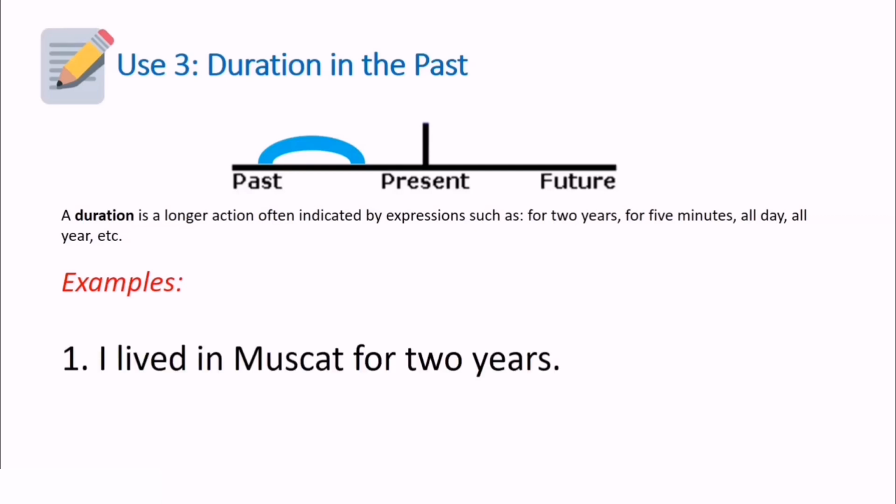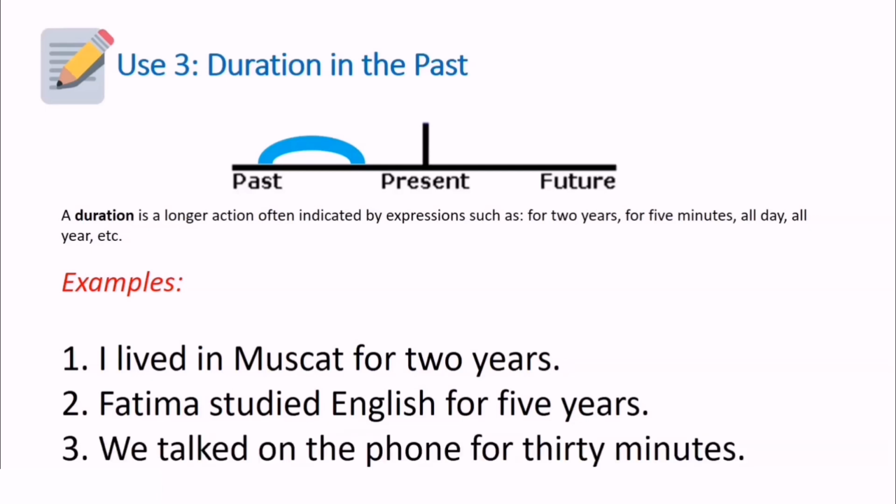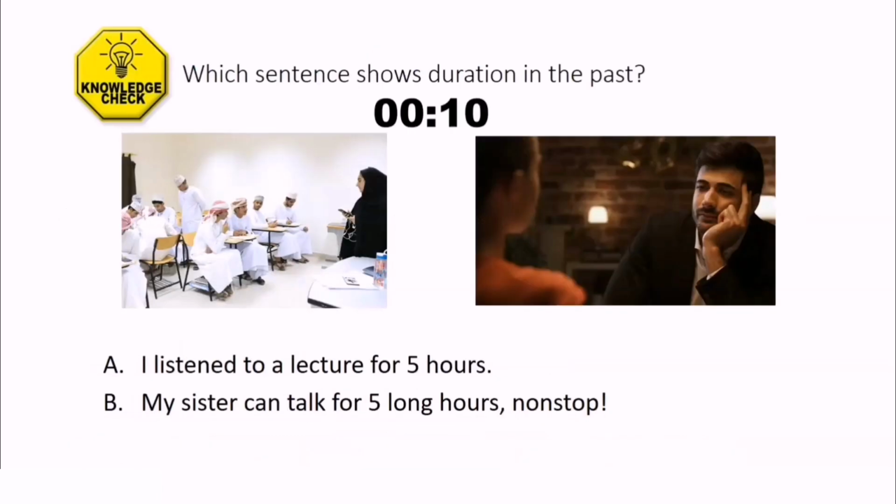Examples: I lived in Muscat for 2 years. Fatima studied English for 5 years. We talked on the phone for 30 minutes. Let's do the knowledge check. You are correct. The answer is letter A.